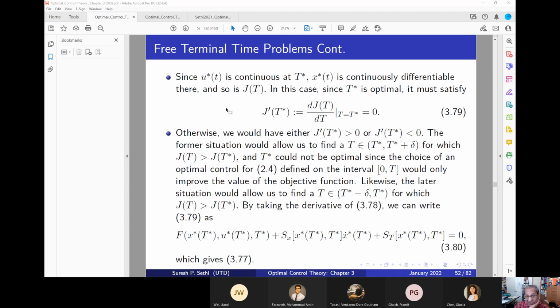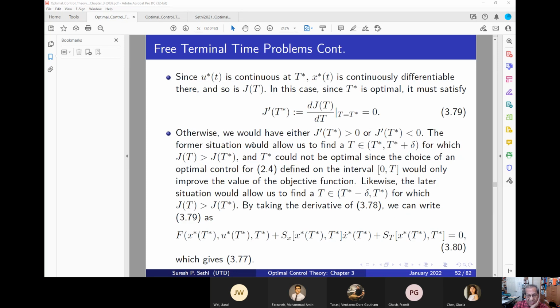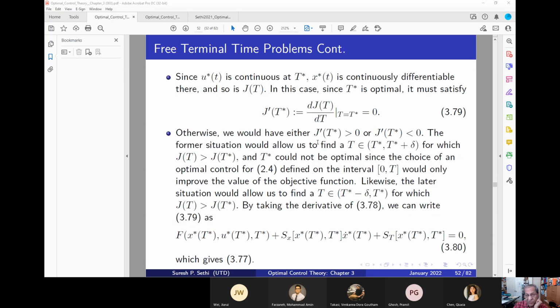But U star T is continuous at T star, and so X star T is continuous. It's continuous clearly because I set it exactly to U star T star. Because it's continuous, X star is continuously differentiable, because X star is the solution via the differential equation. So it integrates a continuous function. When you integrate a continuous function, you get a continuously differentiable function. So X star is continuously differentiable.